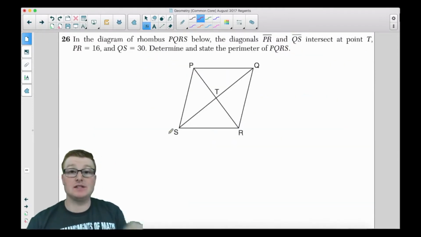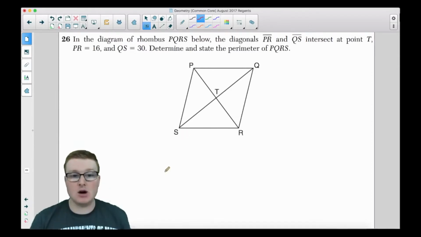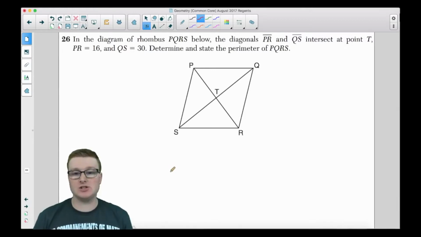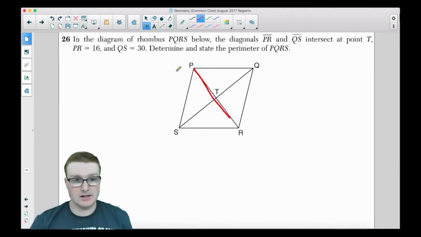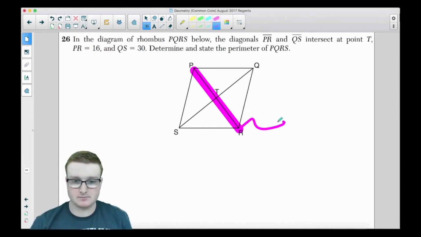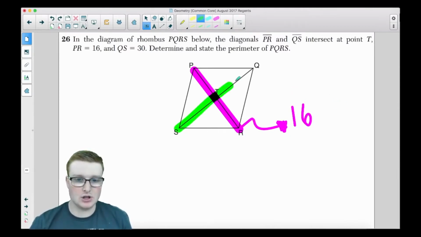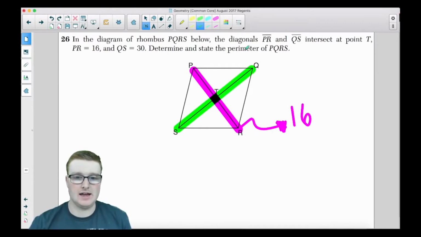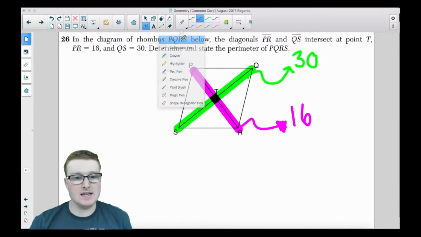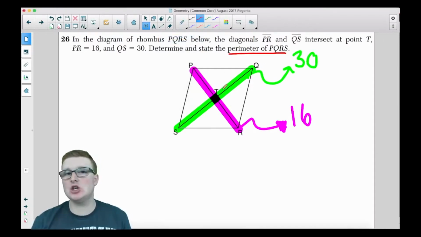Number 26. This is the simplest part 2, in my opinion, out of them all. In the diagram of rhombus PQRS shown, the diagonals PR and QS intersect at point T. The diagonal length of PR is 16. And the diagonal length of QS has a length of 30. Now, it's saying here, determine and state the perimeter of PQRS.